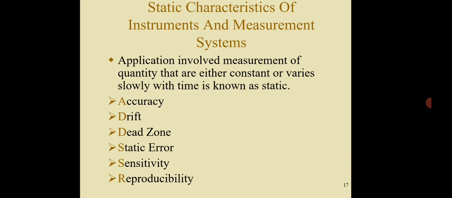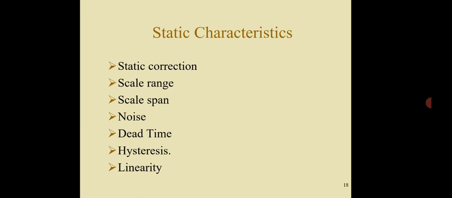Performance characteristics we have seen in the previous class. That is nothing but your static characteristics. In that we have seen accuracy, drift, dead zone, static errors, sensitivity and reproducibility. So static characteristics are nothing but your static corrections, scale range, scale span, noise, dead time, hysteresis, linearity.